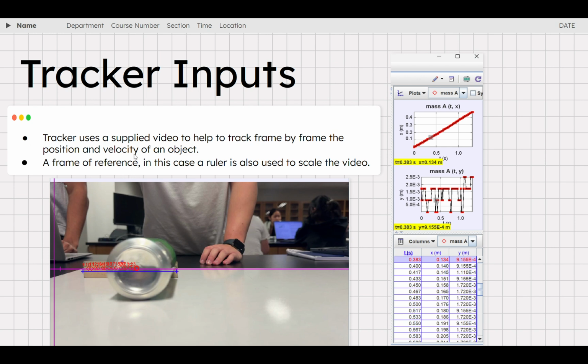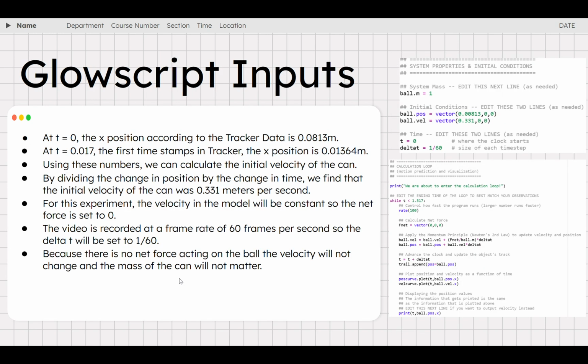It'll give you the X position with respect to time, so the slope of this is the velocity. We also have a frame of reference. In this case, it's a ruler. It's used to scale the video. It's along this blue line. It's kind of hard to see because it's behind the can, but it's 6 inches, and we transfer that to meters because Tracker uses meters.